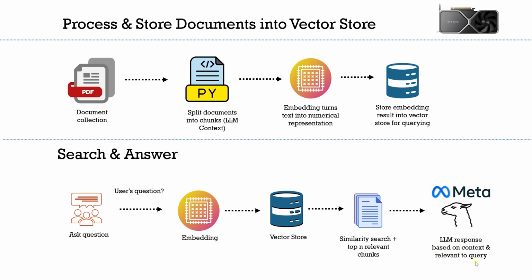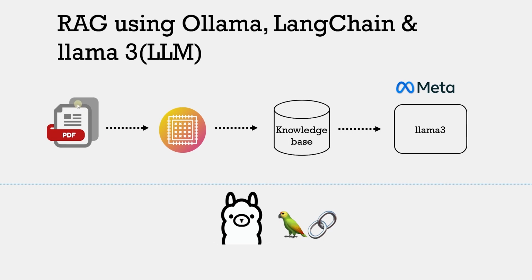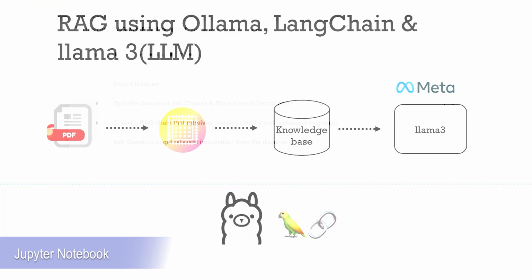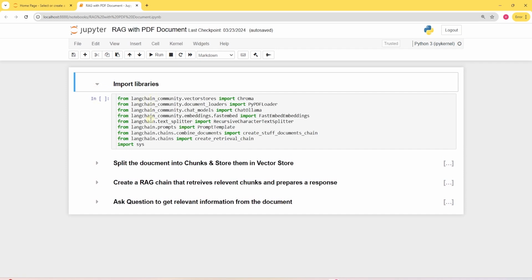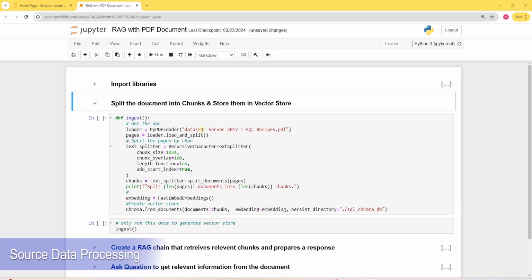Let's get started. To begin, we'll need a data source like a PDF or a collection of text or markdown files. It can be a customer support handbook, employee handbook, or any documentation you want to analyze. We will use Jupyter Notebook as our development environment, and we use the langchain and langchain community libraries. We are using SQL Server's SQL recipes in a PDF document.